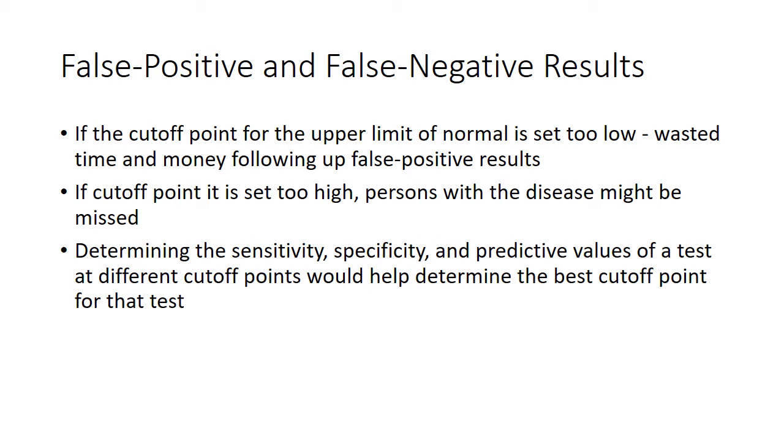If you set the cutoff point for, say, an upper limit of normal too low, then you end up having a lot of false positive abnormal results, and you waste a lot of time and money chasing these down to see if something is going on, when probably a lot of those patients had no issues to begin with. If you set the cutoff point too high, then you're going to miss more people who have disease. You're going to have false negative results, essentially. There are several things you can do to determine these cutoff points, and it has to do with looking at sensitivity, specificity, and predictive values for a test at different cutoff points.